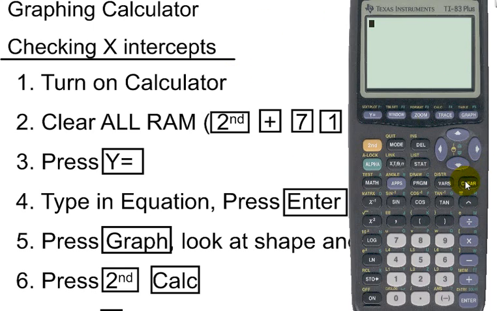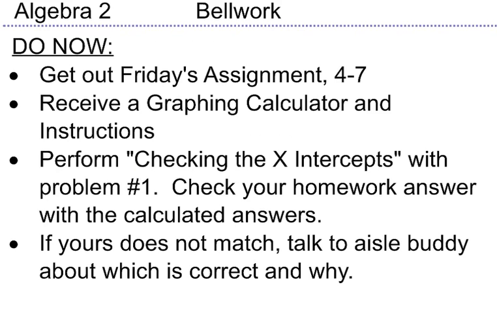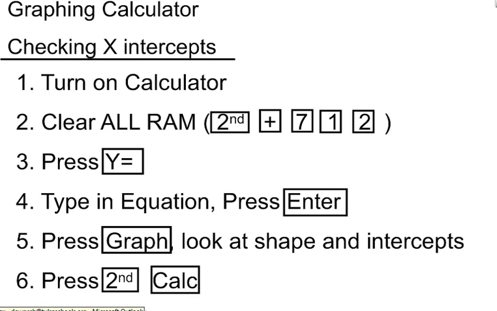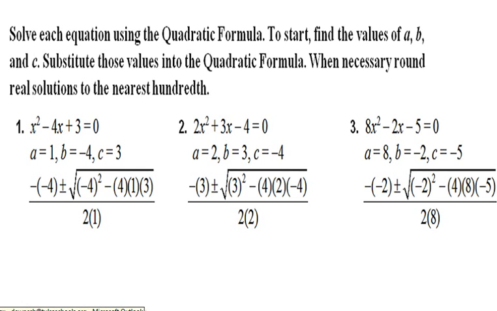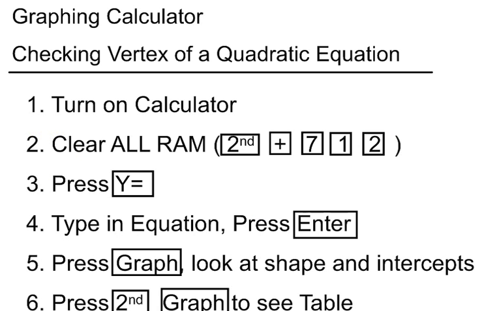So clear that off, and now it says press Y equals. So you're going to press this Y equals right here, and then you're going to type in your equation and press enter. So let's look. Our equation was right there: x squared minus 4x plus 3.